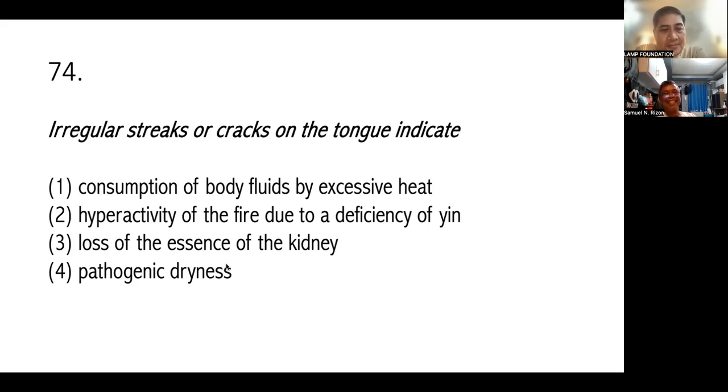Irregular streaks or cracks on the tongue indicate consumption of body fluids by excessive heat, hyperactivity of the fire due to a deficiency of yin, loss of the essence of the kidney, and pathogenic dryness. So my answer is letter A, 1, 2, 3. Because in pathogenic dryness, there is cracks all over the tongue body. Okay. Yeah, very good.